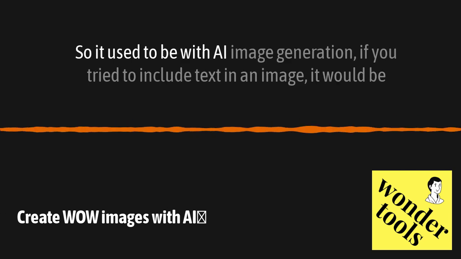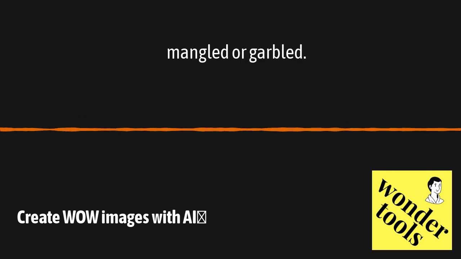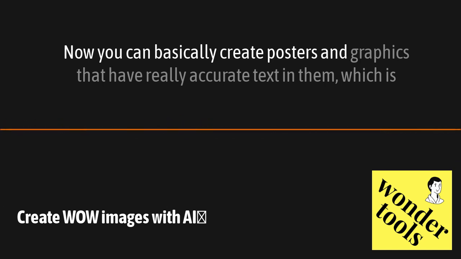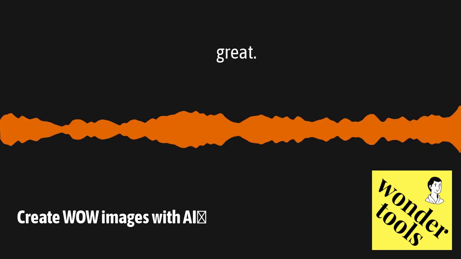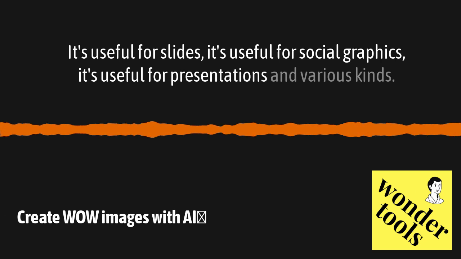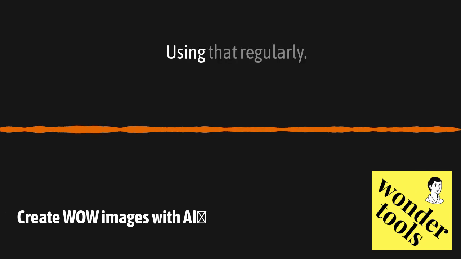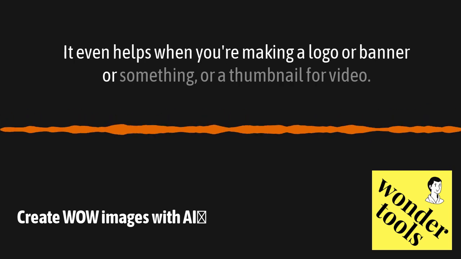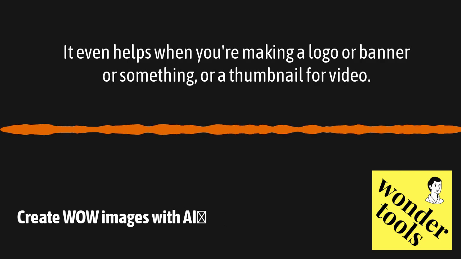So it used to be with AI image generation, if you tried to include text in an image, it would be mangled or garbled. Now you can basically create posters and graphics that have really accurate text in them, which is great. It's useful for slides. It's useful for social graphics. It's useful for presentations of various kinds. I'm using that regularly. It even helps when you're making a logo or a banner or something. Or a thumbnail for video.